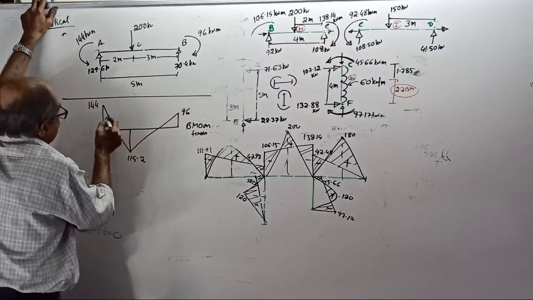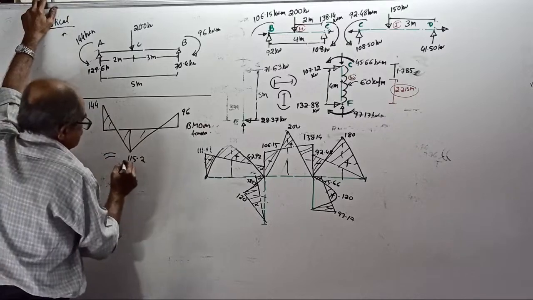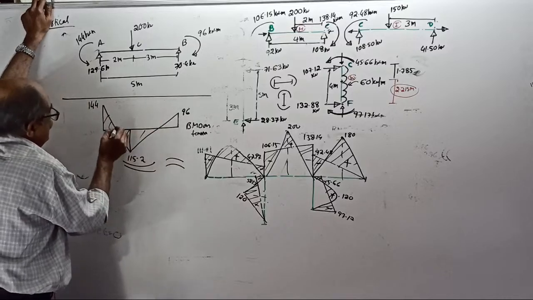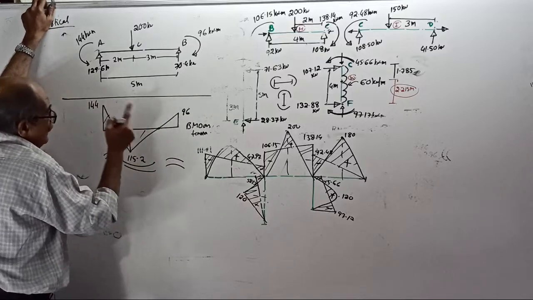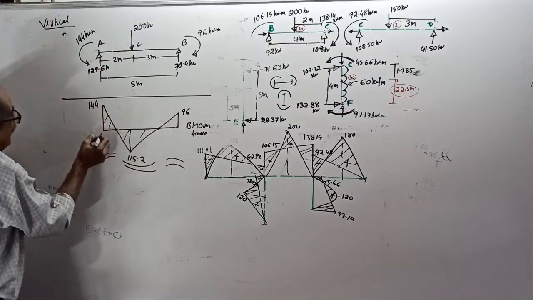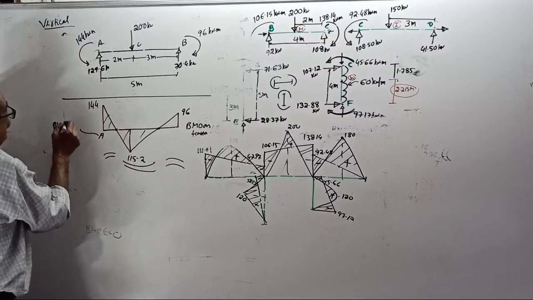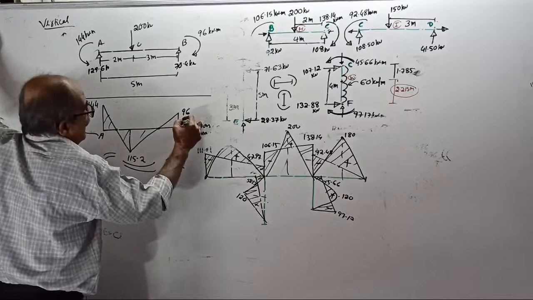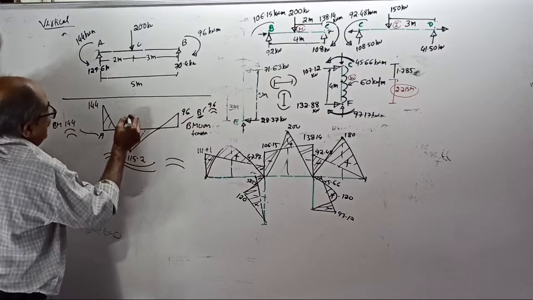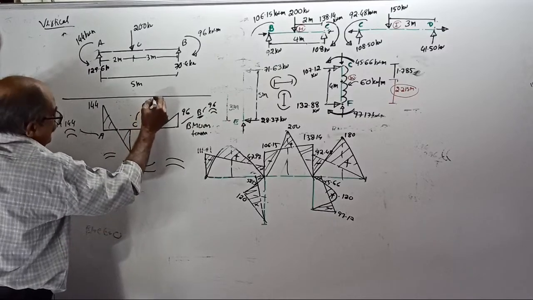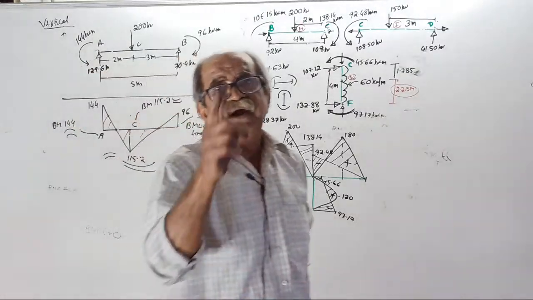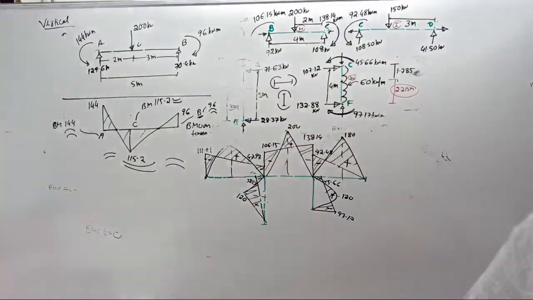That is tension side hogging, sagging and hogging. So that clearly tells you the BM at A is 144 hogging. At B, BM is 96 hogging. And at the point C where the load is, BM is 115.2 sagging. Fully clear? This gives the correct idea about the BMD because it is drawn on the tension side.